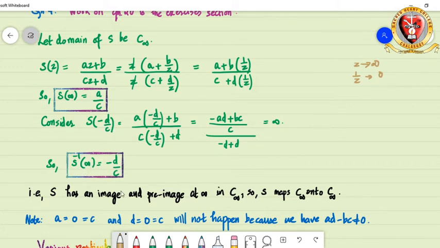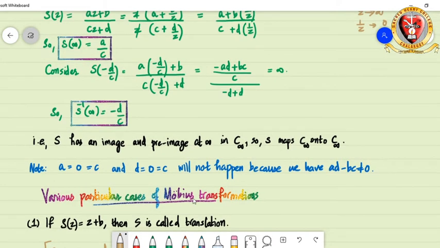That means in C infinity you are having an image for infinity, as well as in C infinity you are having a pre-image for infinity. So S is mapping C infinity onto C infinity. That means the infinity value is taken.